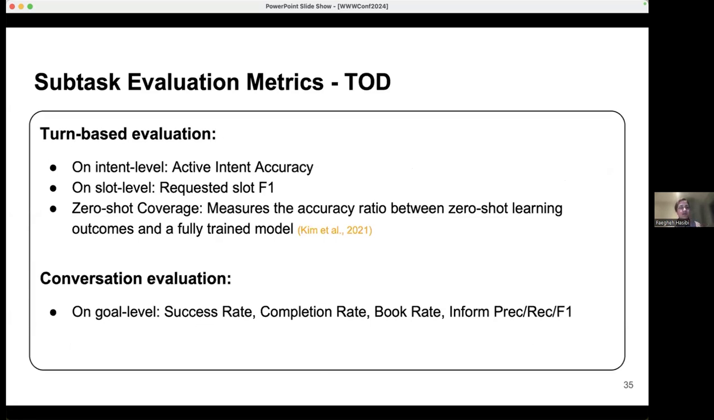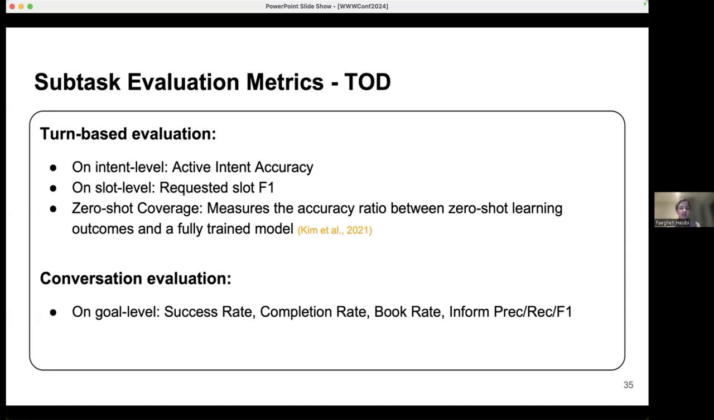These subtask evaluation metrics are very often used in task-oriented dialogues. In task-oriented dialogues, we have slot and we have intent. We want to measure how accurately we capture this slot and intent using accuracy or F measure. There's also a metric called zero-shot coverage, which is used for domain adaptation. We want to measure the accuracy ratio between the zero-shot learning outcome and a model that is trained using the whole data, by seeing the whole training data.